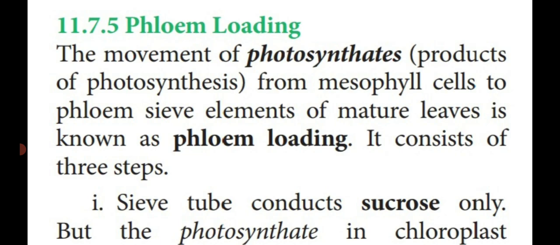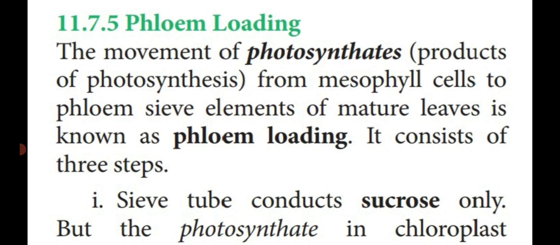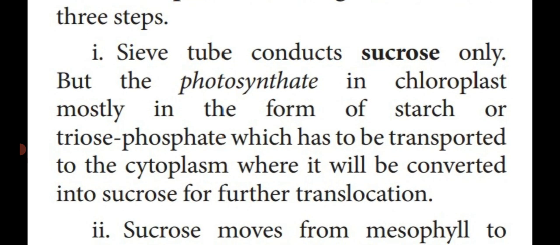The mesophyll region is also a region of your leaves. Then the vascular bundle of your leaves contains what? Phloem and xylem, isn't it? So the food material prepared in the mesophyll tissue region, which is loaded to the phloem sieve elements, is known as phloem loading. This phloem loading occurs in 3 steps. Dear students, describe the process of phloem loading. It's a very, very important 5-mark question. So the phloem loading occurs in 3 steps.